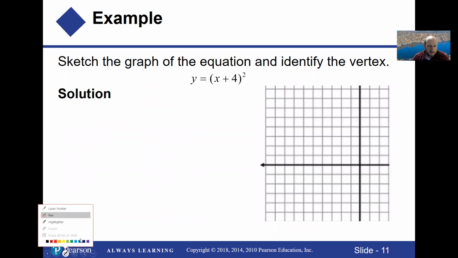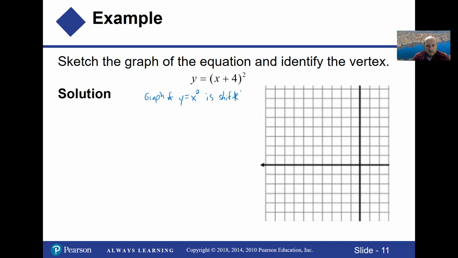All right, this next one has x plus 4 in parentheses and nothing outside. What does this mean? It's a horizontal translation, or horizontal shift. So the graph of y equals x squared is shifted 4 units. Which way? Well, it's x plus 4, so it's 4 units left.